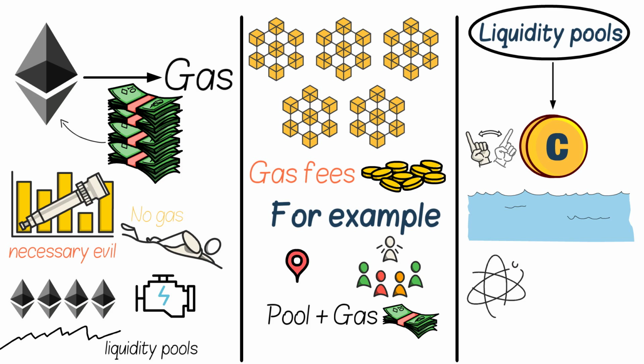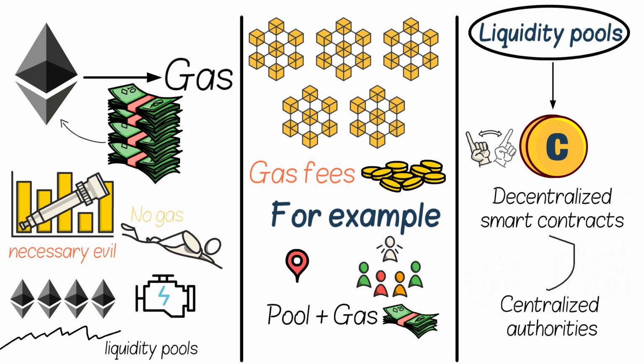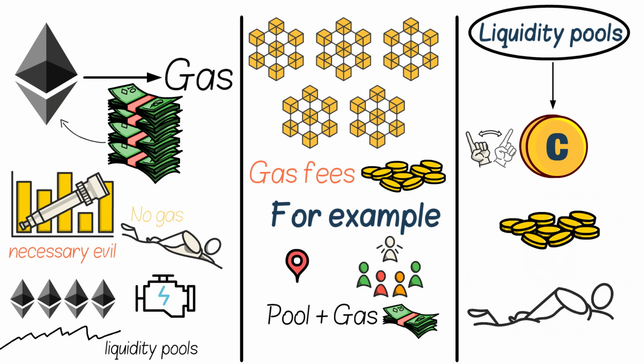Liquidity providers are like the maintenance team that makes sure the pool doesn't run out of water. The initial margin is like the entrance fee that liquidity providers have to pay to get into the pool. Decentralized smart contracts or centralized authorities are like the lifeguards or rule board, making sure everyone is playing fair. And gas fees are like the energy you need to swim in the pool.